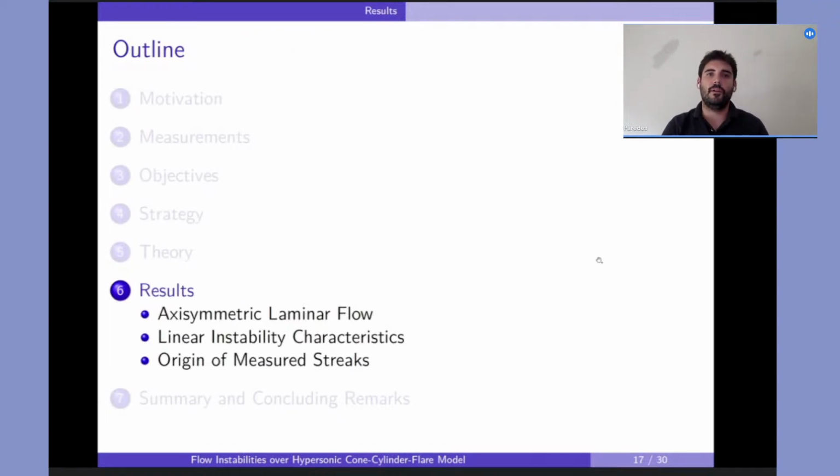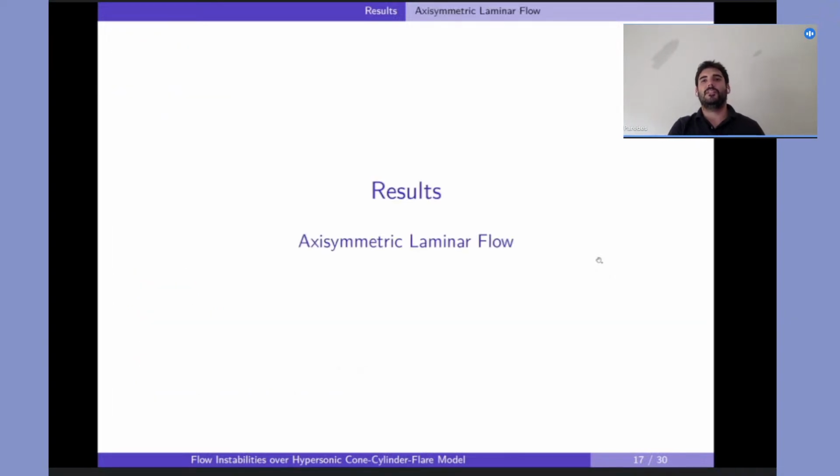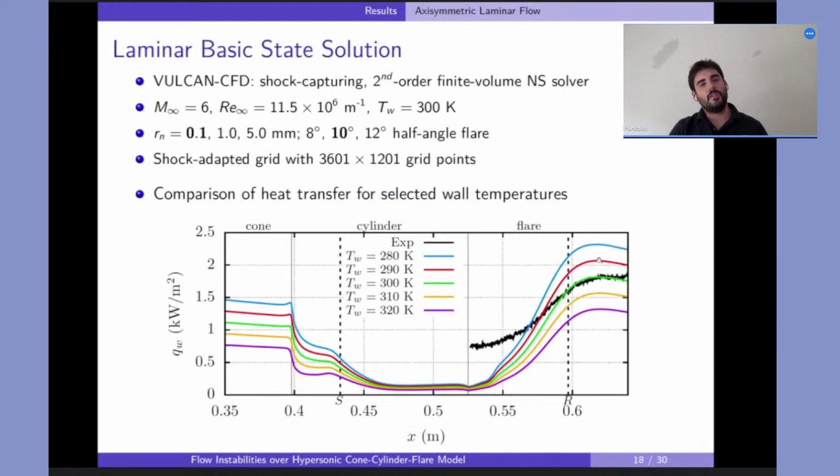So, okay, now I'm going to start with the results using all those things I just mentioned before. So starting with a symmetric laminar flow. For this, we use VULCAN, the NASA code, with all the conditions I mentioned before. And then we compare with the experiments, because in the experiments, they were measuring the heat transfer in the flare region. So this is the cone region, cylinder region, and flare region. This is the streamwise direction, and this is the heat transfer.